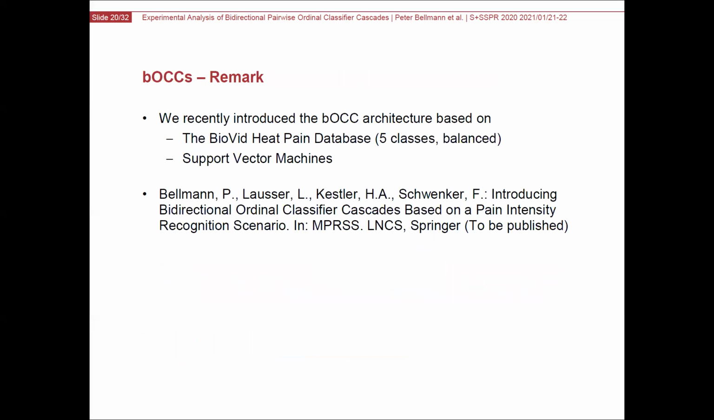Note that we already introduced the bOCC approach based on the publicly available pain database in combination with support vector machines. In this work, we extend the experimental analysis of the proposed architecture with additional datasets, as well as a decision tree classification model.